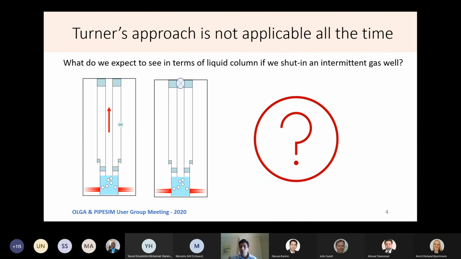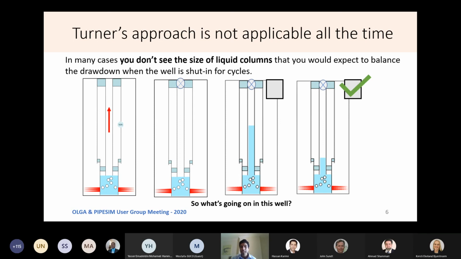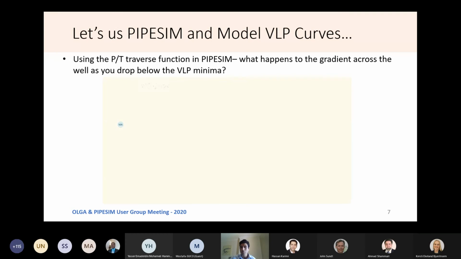What do we expect to see in terms of liquid loading if we shut in an intermittent gas well? What is the liquid column going to be? Will we see a liquid column that's equivalent to the formation drawdown, or is it not going to be equivalent to the formation drawdown? In many cases, we don't get the size of liquid column that we expect to balance the formation drawdown when we shut in the wells for cycles. Then what is going on in the wells?